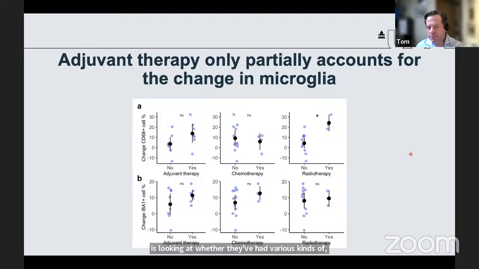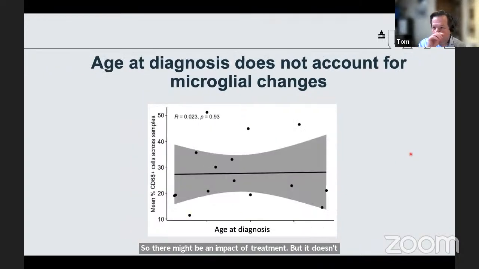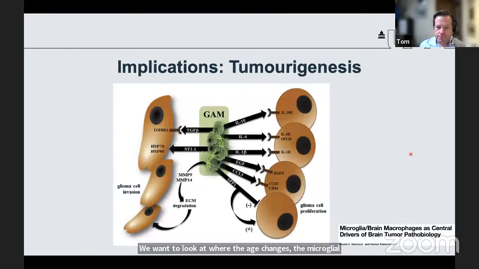But I'm a bit skeptical given that overall adjuvant therapy doesn't show that, and it certainly doesn't account for the entirety of the change we're seeing. So there might be an impact of treatment, but it doesn't account for the entirety of the change, and it's pretty marginal if it's there. We want to look at whether age changes. This is microglial counts according to age. Age doesn't account for it, so that's not a confounder.